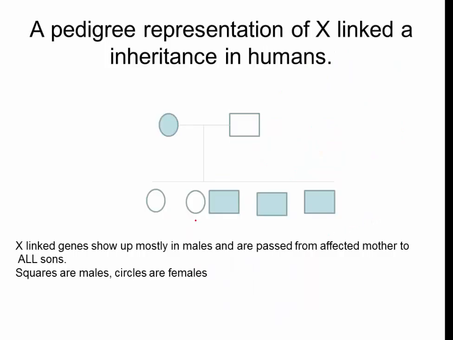So this is what these X-linked things look like. Here's a female, has some kind of trait, normal male. All the females would be carriers, and all the males would have the trait. So an affected mom gives the trait to all of her sons.